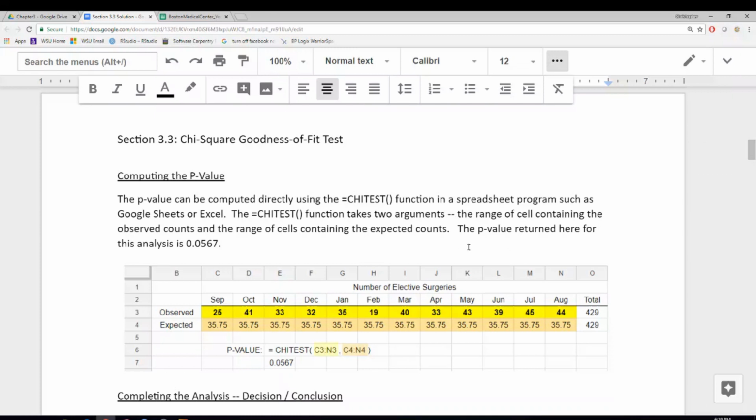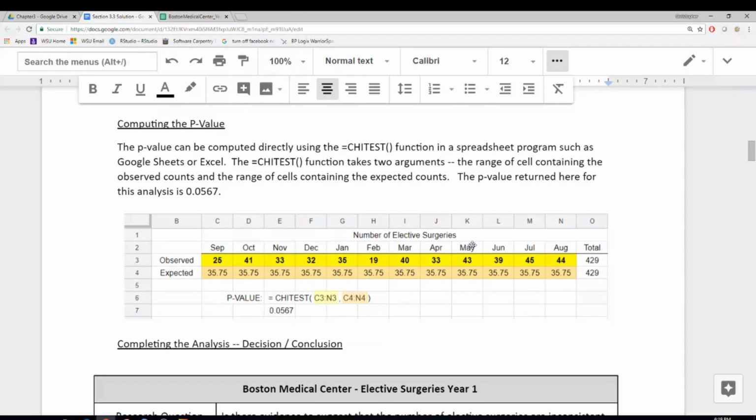All right, how do we compute the p-value then? Well, the p-value can be computed using the chi-test function. This is a common function. It's in Excel and Google Sheets. And all it needs is the observed counts and also the expected counts. So we have those quantities computed.